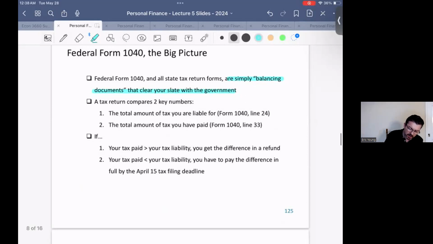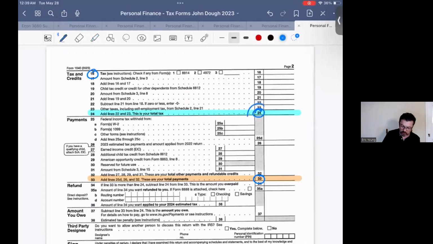Therefore, as we said a moment ago, the tax return really compares these two numbers: the total amount of tax that you're liable for, the total amount that you have paid. If you think about it, every form, every schedule, every calculation on any tax return is just designed to figure out two numbers. How much tax were you on the hook for? And how much payments did you actually make?